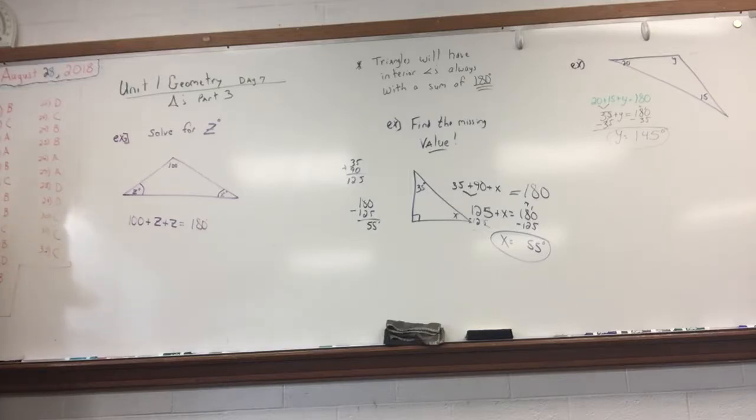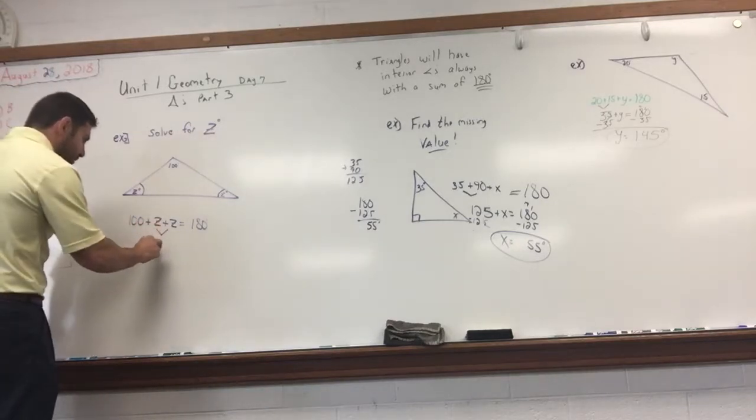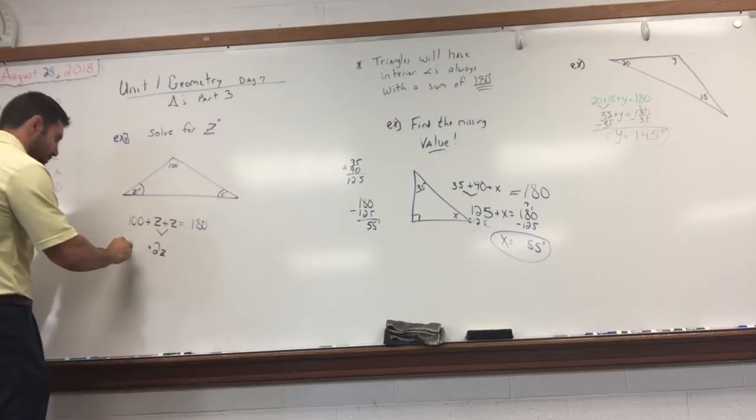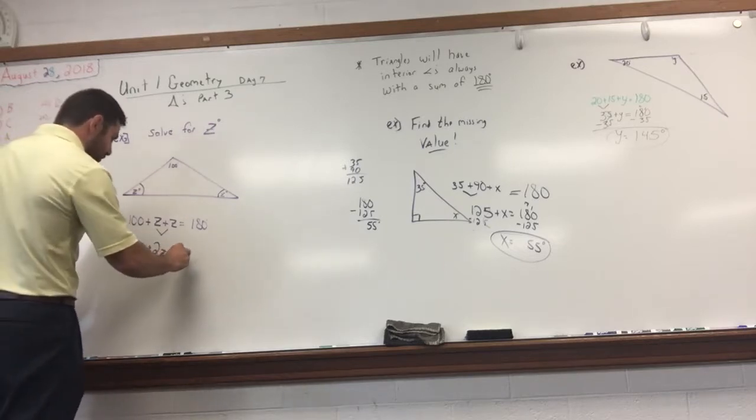Well, Connor, you ready? How many Z's do I have here? 2. So when I combine those, that's 2Z. So now I have 100 plus 2Z equals 180.